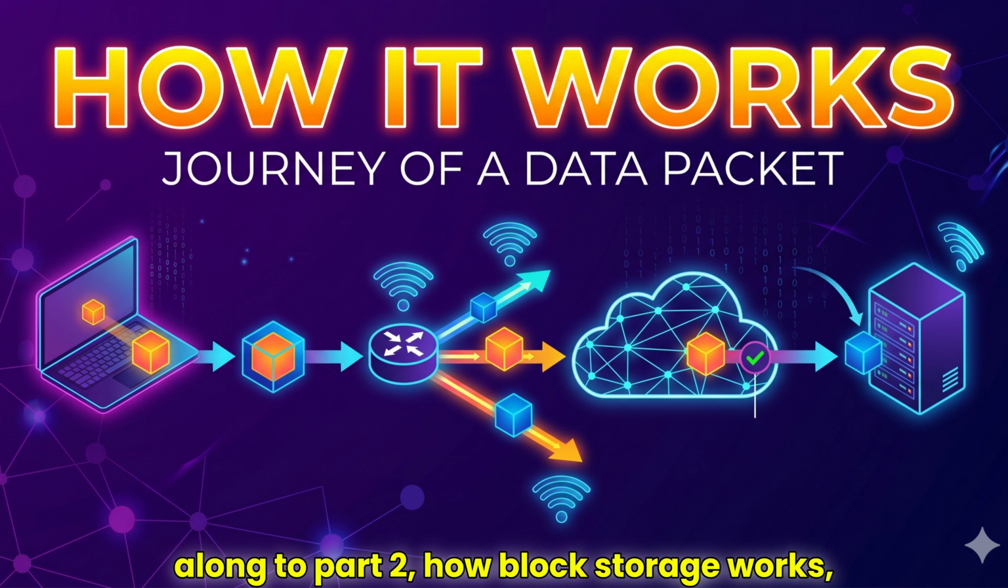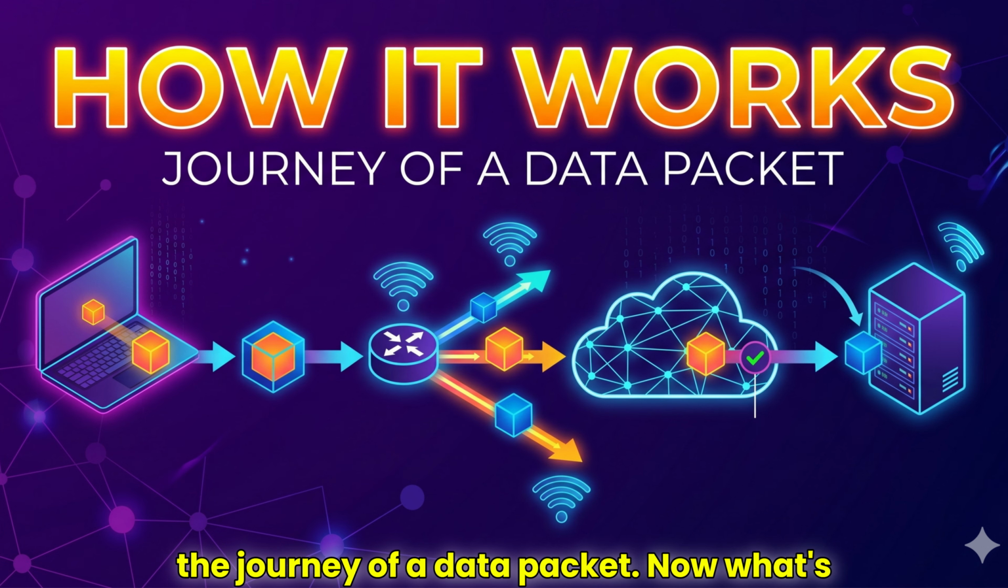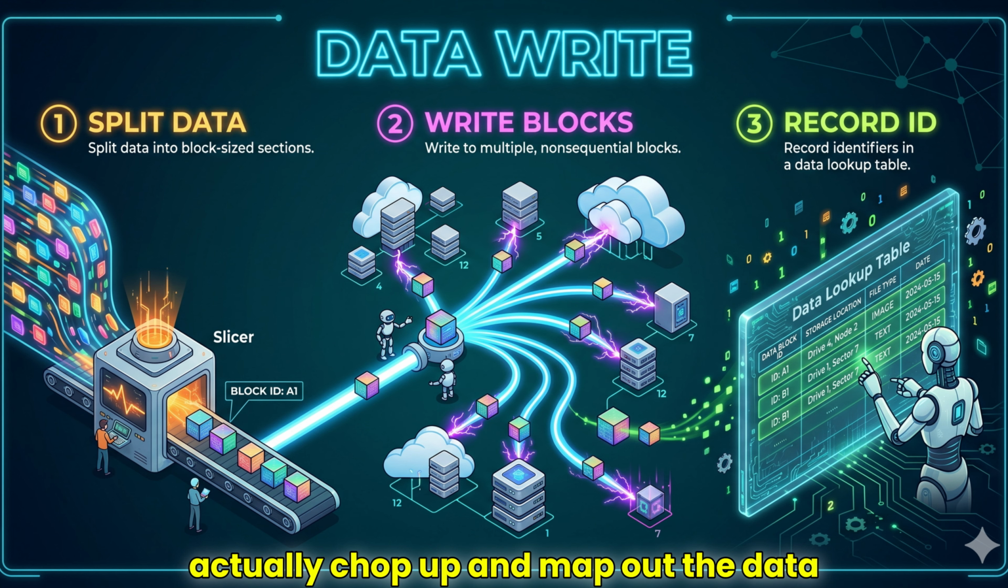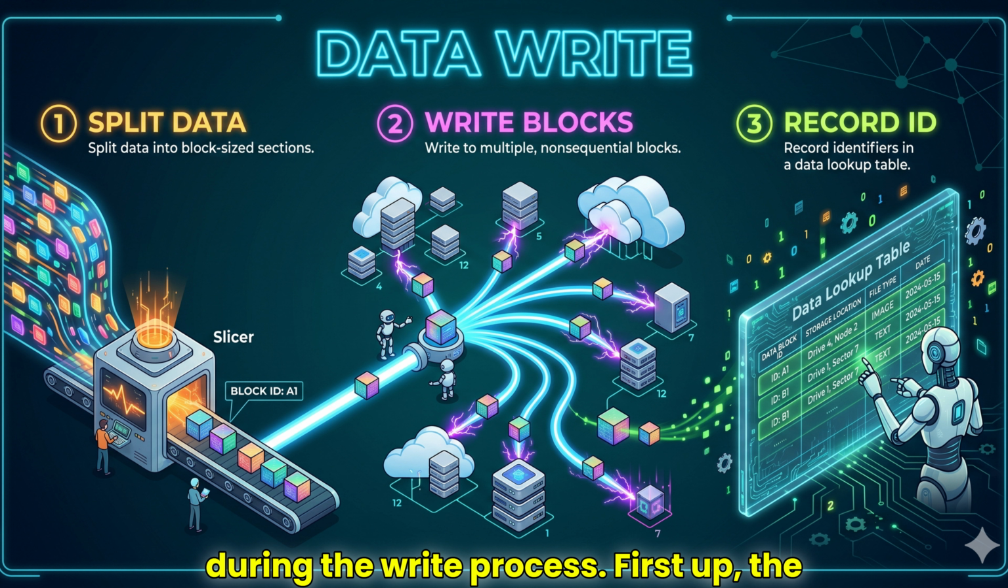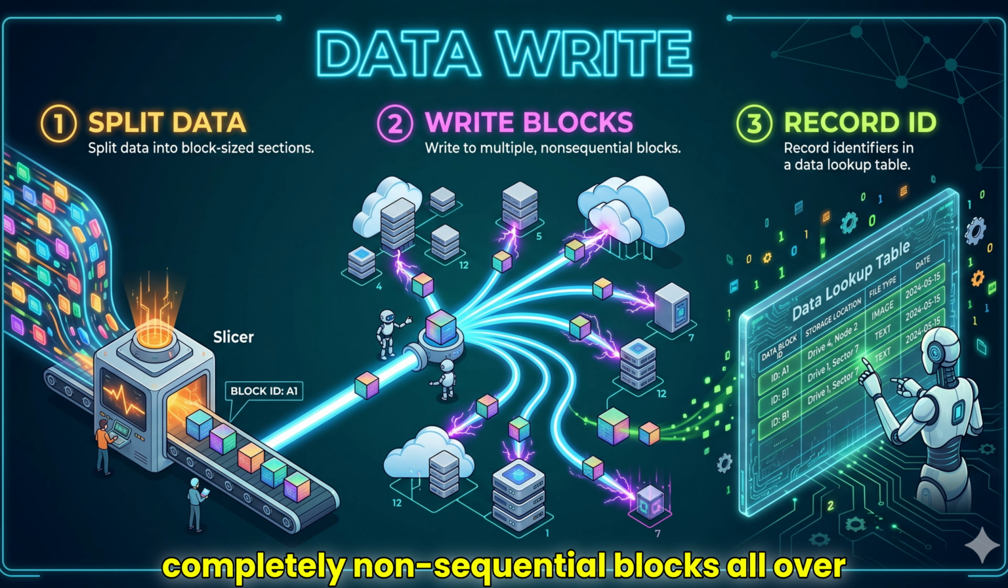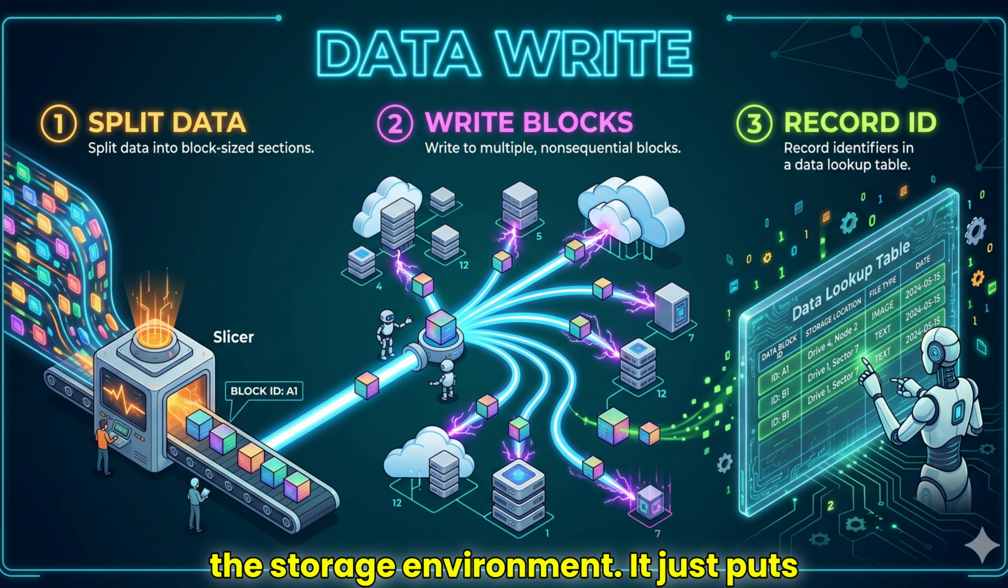Moving right along to Part 2, how block storage works. The journey of a data packet. Now, what's really interesting here is how we actually chop up and map out the data during the write process. First up, the application splits the data into those equal, block-sized sections we just talked about. Step 2, it scatters those chunks, writing them to multiple, completely non-sequential blocks all over the storage environment. It just puts them wherever is most efficient.